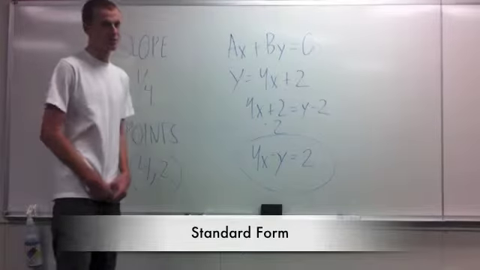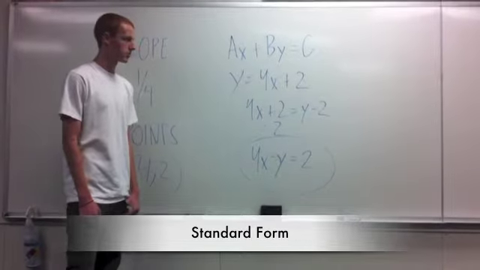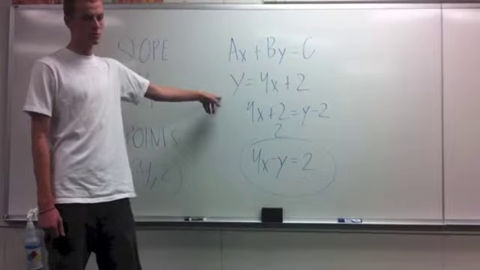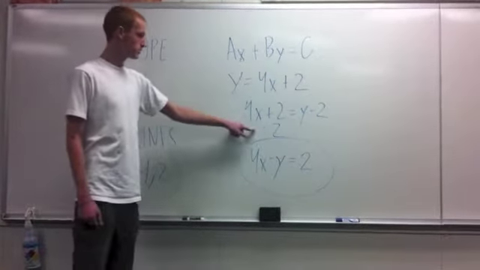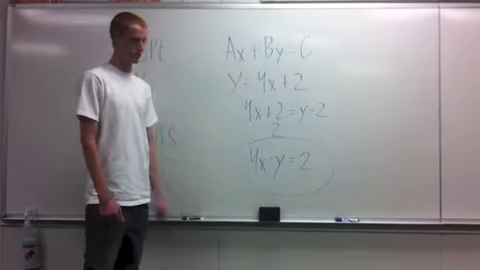The last one is standard form, which is ax plus by equals c. So we're going to start off with slope-intercept form, which is y equals 4x plus 2. Minus 2 from both sides, which is 4x minus y equals 2. And that'll give you your answer.